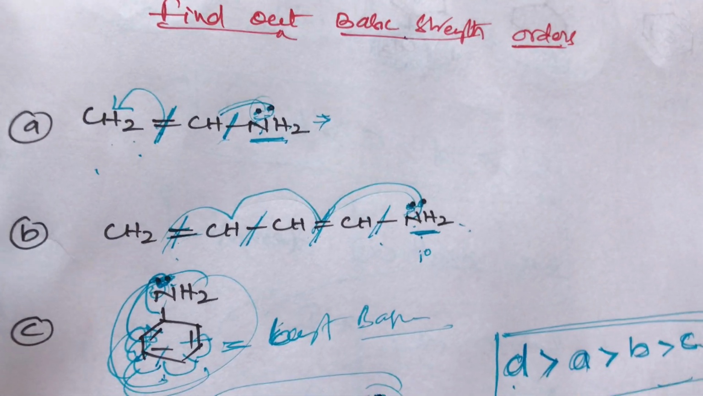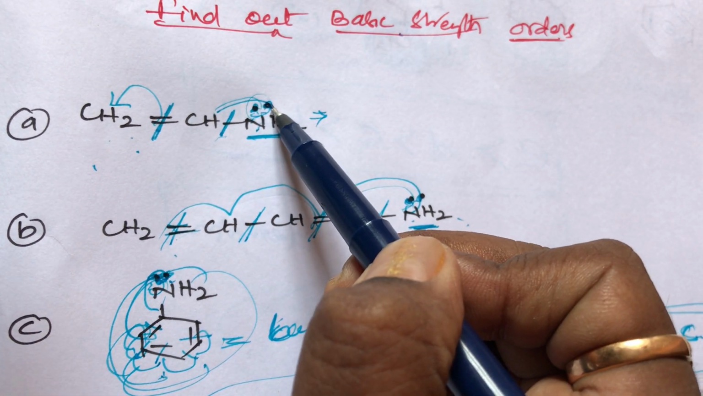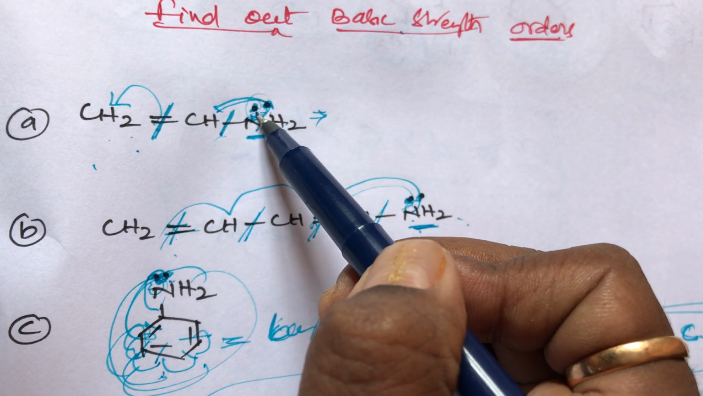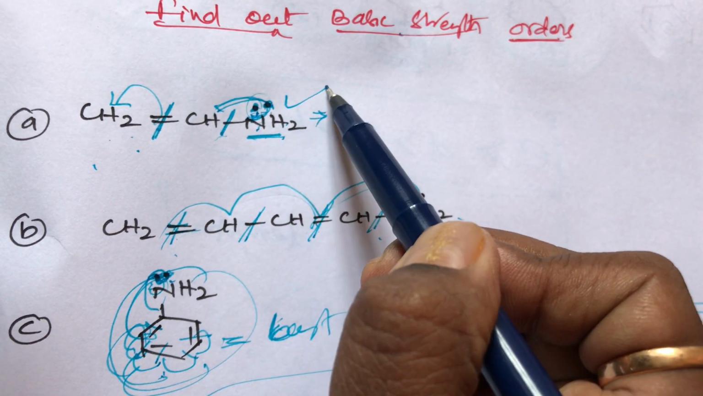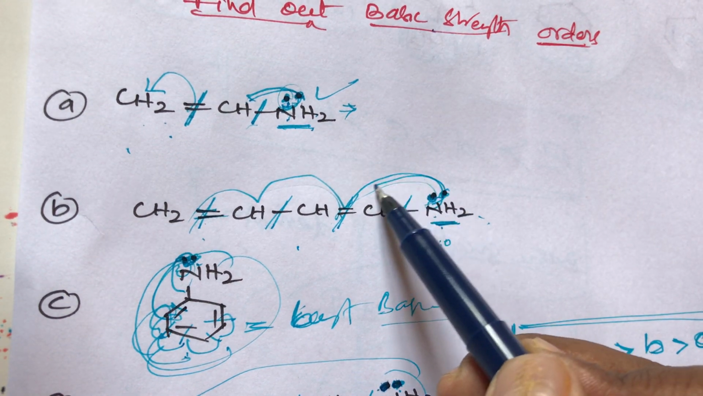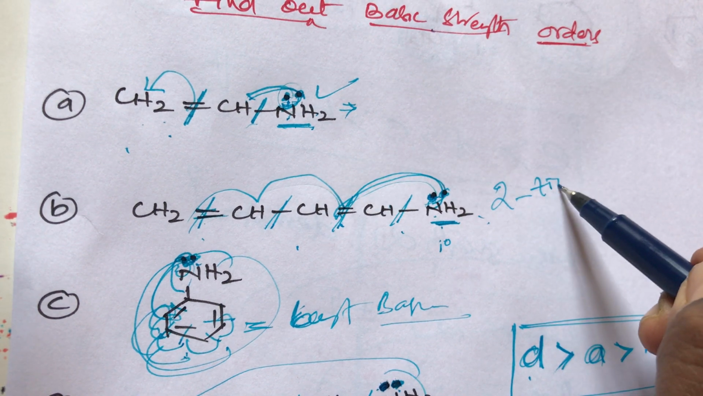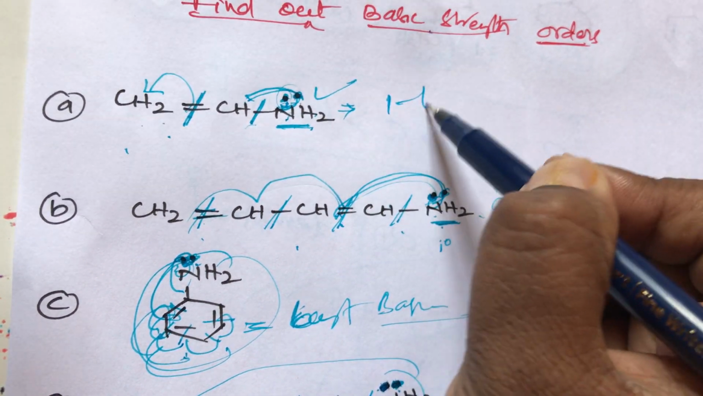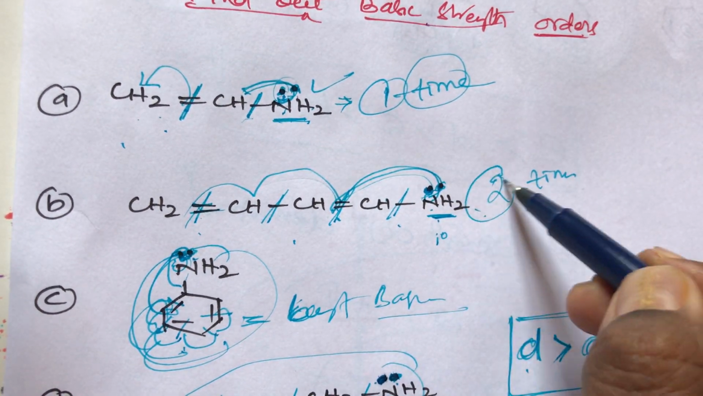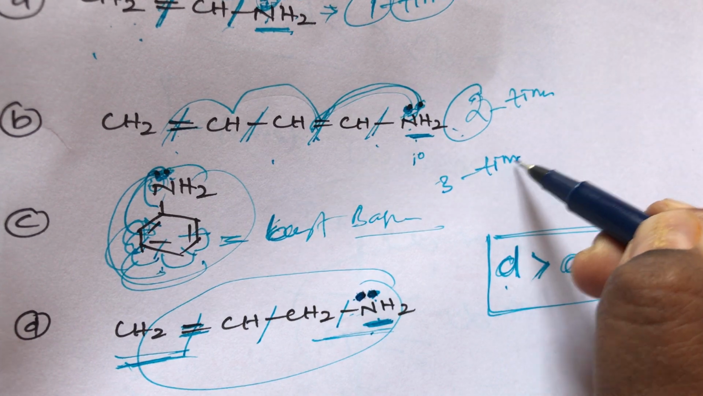What about that A compound? This A compound NH2 group has one lone pair. This one lone pair participates only one time in the resonance. And B compound also has one lone pair. This lone pair also participates in the resonance, but it is 2 times. The first compound has only one time participating, the second compound 2 times participating, and the third compound 3 times participating.